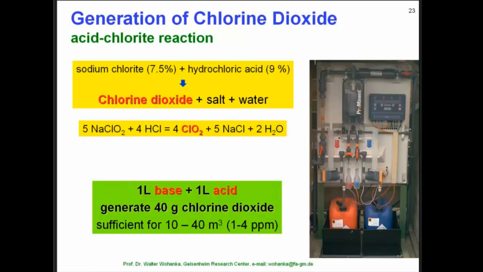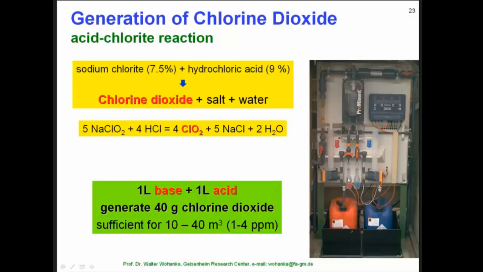Chlorine dioxide basically can be generated in various ways. However, for horticultural use, the so-called acid chlorite reaction seems to be the standard. Two solutions, diluted sodium chlorite and hydrochloric acid, are mixed together, producing chlorine dioxide. 1 liter diluted base and 1 liter diluted acid generate about 40 grams of chlorine dioxide. And that is sufficient to treat 10 to 40 cubic meters of irrigation water.